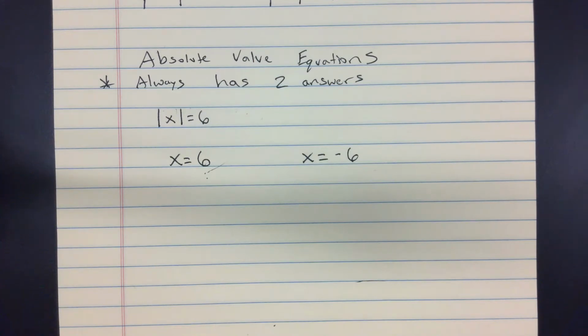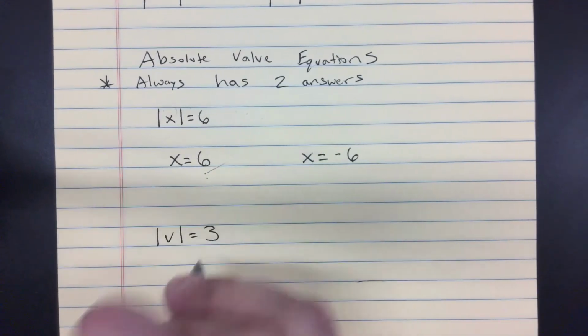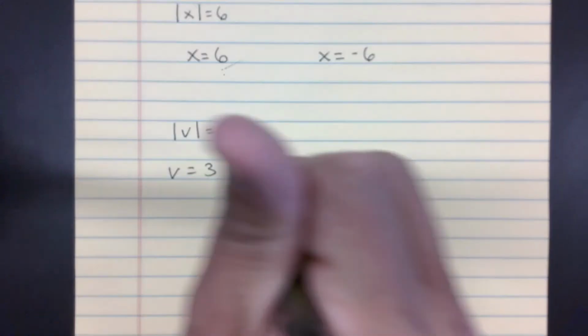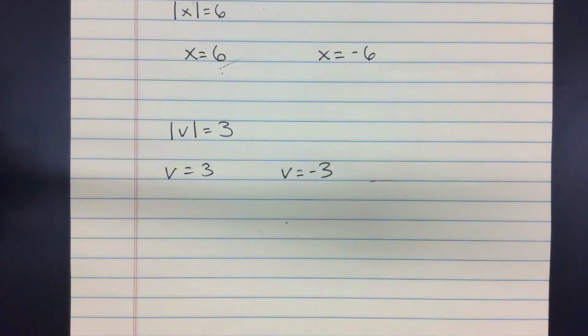Now, how is that possible? What is the definition of absolute value? It's the distance from what? 0. Yeah. But it's not just the distance from 0 this way. It's the distance from 0 that way, too. Okay? So that's why there has to be two different solutions. So if I had the absolute value of v equals 3, my one equation would be v equals 3 and v equals negative 3. Okay, any questions on that so far?